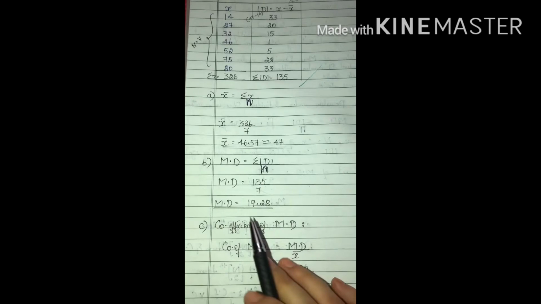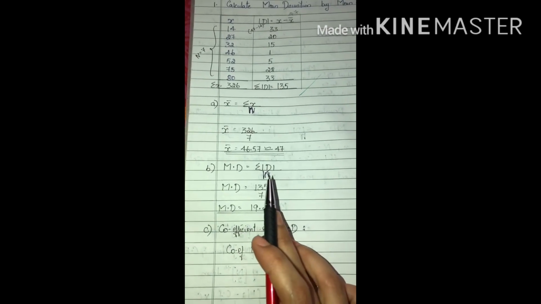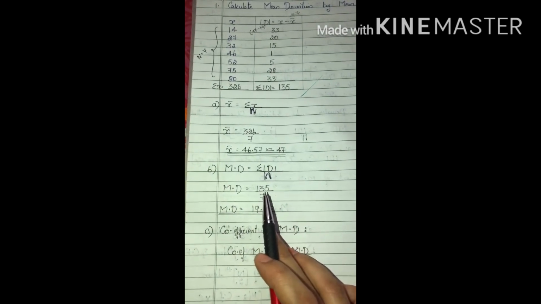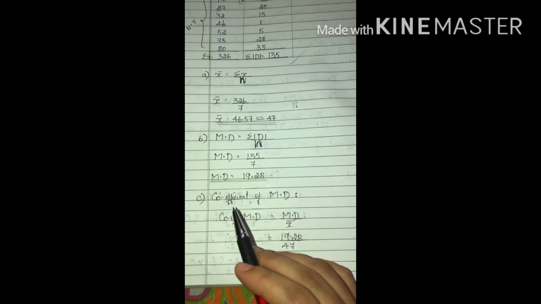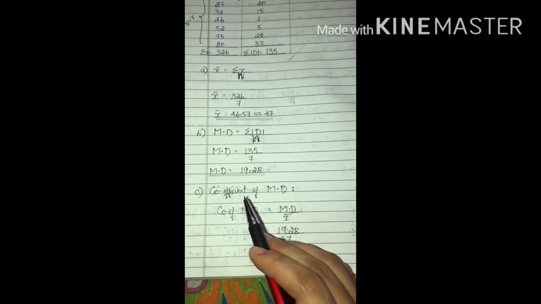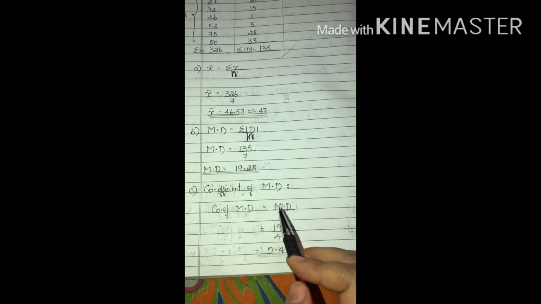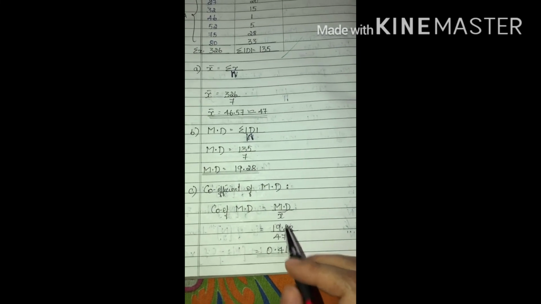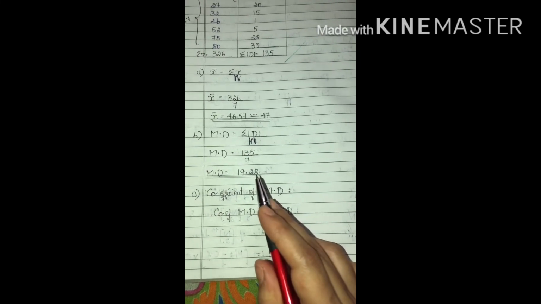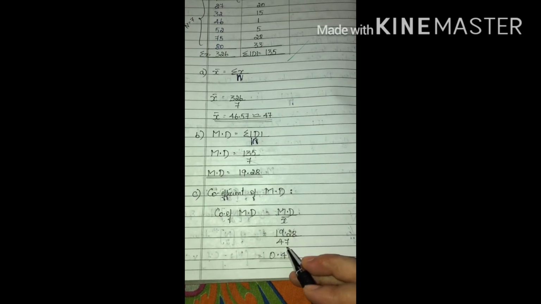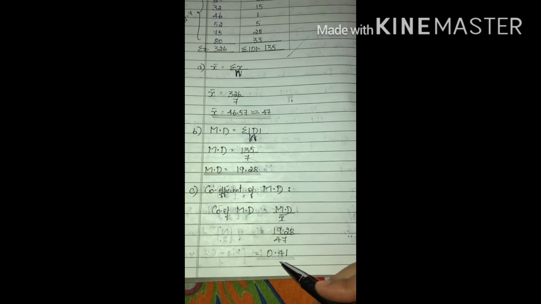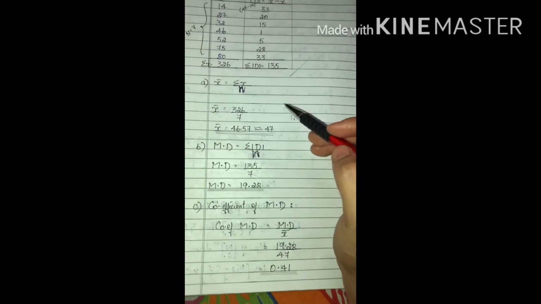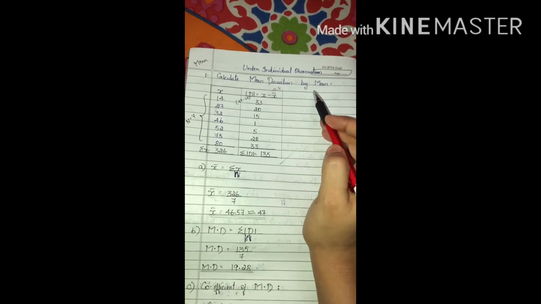Now simplify the formula. Mean deviation equals sigma mod d, 135, divided by n, 7. Mean deviation is 19.28. The third formula to be used is the coefficient of mean deviation, which is mean deviation divided by mean. 19.28 divided by the mean, 47, gives 0.41. That's all for the calculation of mean deviation under individual observation using mean.